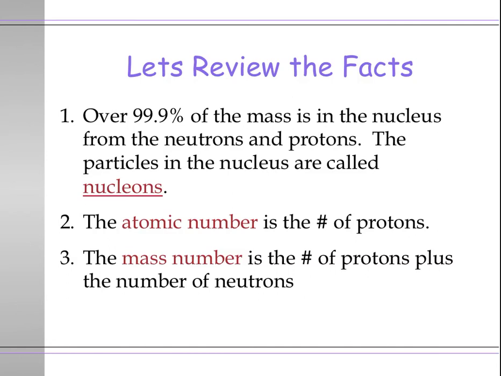Okay, let's review our facts. Over 99.9% of the mass is in the nucleus, and that consists of neutrons and protons. And we didn't really talk about the discovery of the neutron. That was James Chadwick doing a cloud chamber experiment. So we just need to know that there are neutrons, and the particles that are in the nucleus are called nucleons.